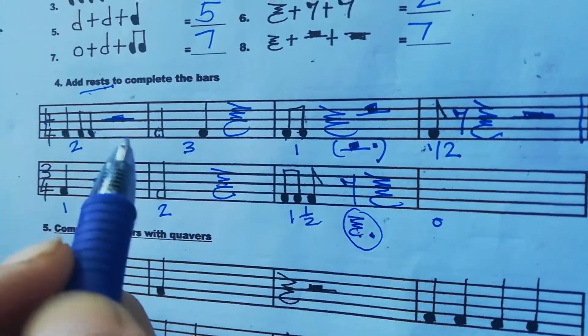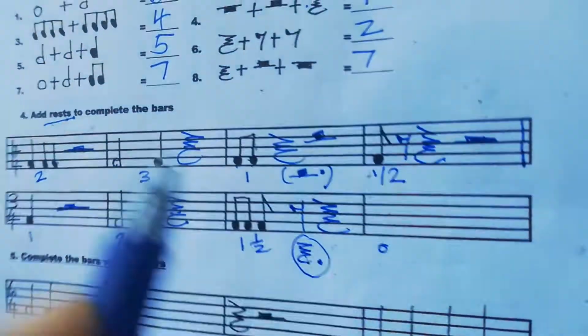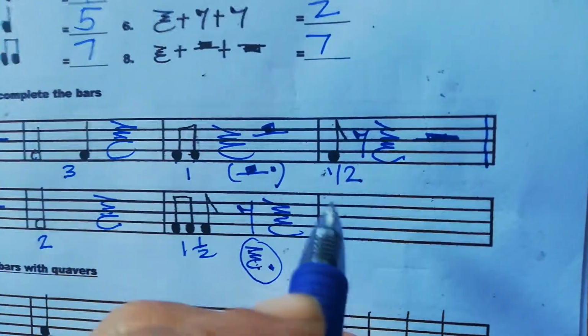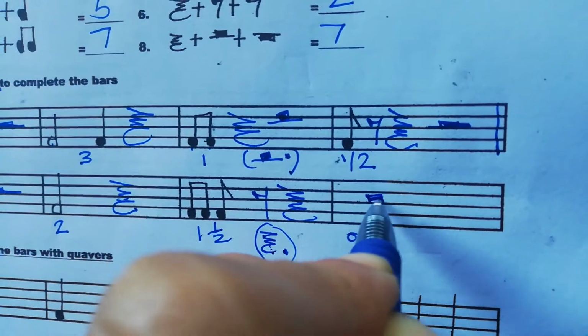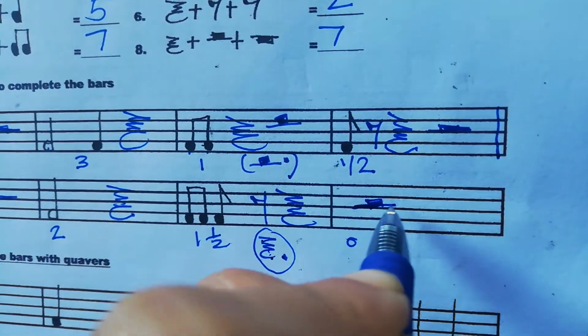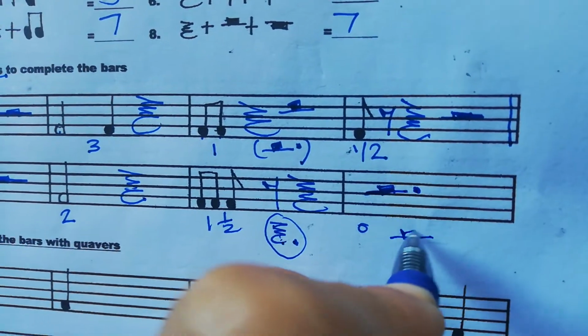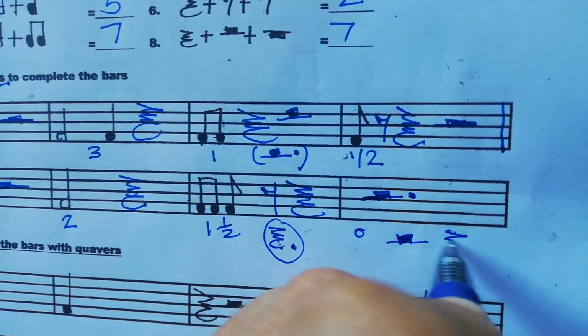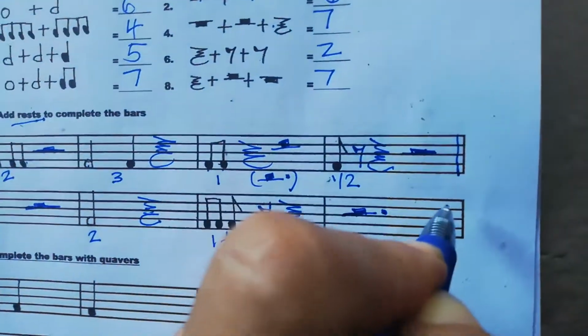Okay, if you use the formula original value plus half original value, 3 minus 0 is 3, so we need 3 counts there. So we could do a dotted minim, which is worth 3 counts, or we could have done a minim and a crotchet, or 3 crotchets, as long as it equals 3. And our double bar line at the end, finished.